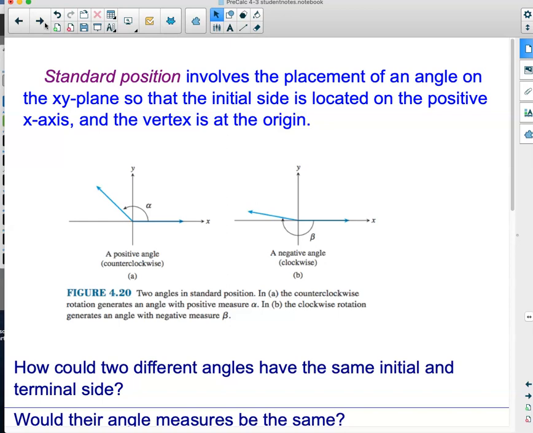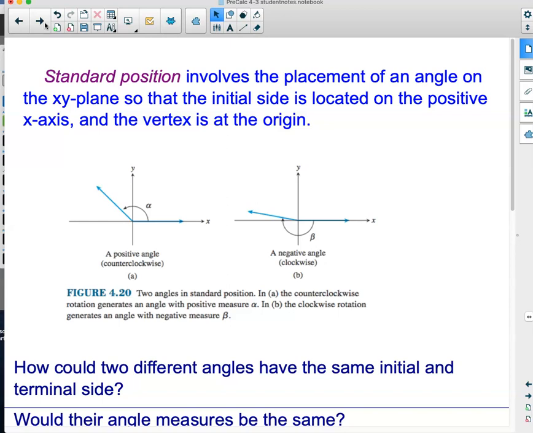So the placement of an angle on the xy plane, the Cartesian coordinate plane, so that the initial side is located on our positive x-axis. The vertex is at the origin, and then we don't have control over where the terminal side is. That falls wherever our angle is formed.